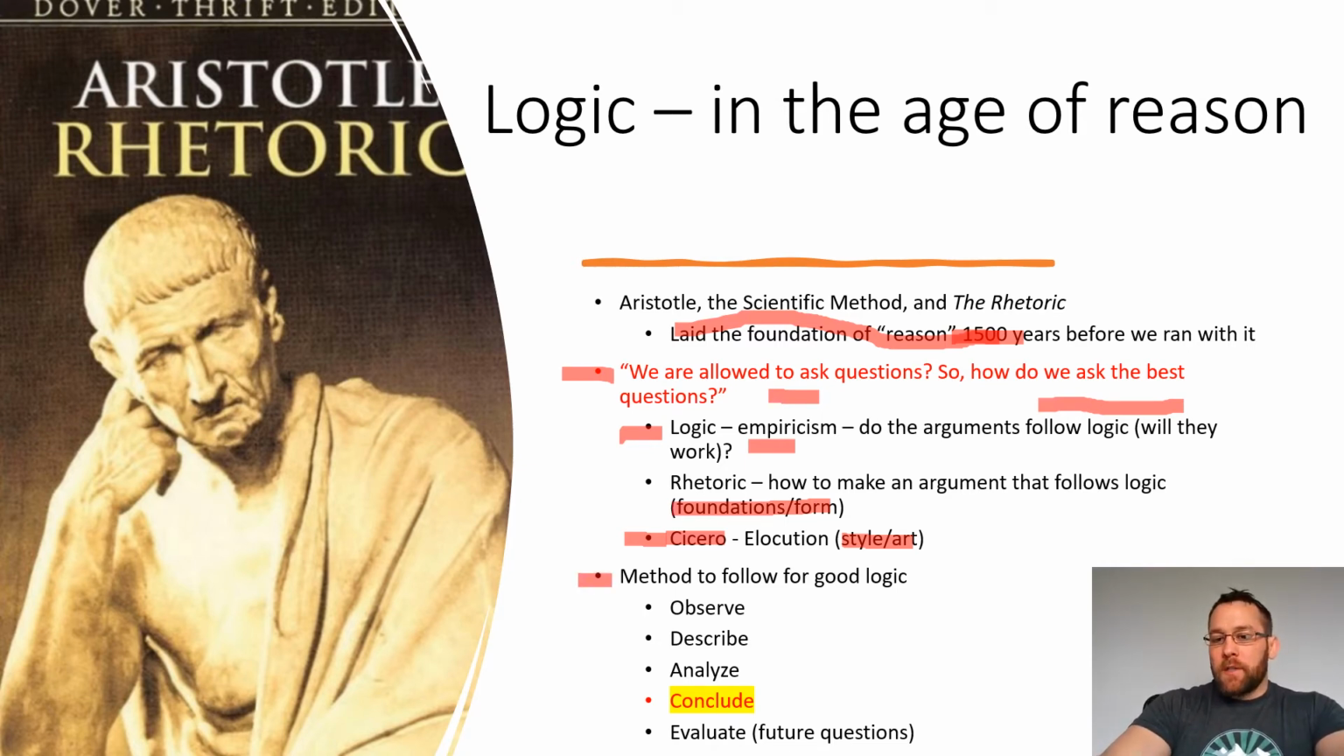Method for following good logic, depending on the book you open, it might be 5 steps, it might be 7 steps. I like these 5. And I have the word conclusion highlighted because, as you see, conclusion is step number 4. All right. Too many people, especially when we're talking about cable news, they get on cable news, they're like, the president did something, here's my conclusion about it. It's like, hold on, you forgot to observe, describe, analyze, and then conclude.